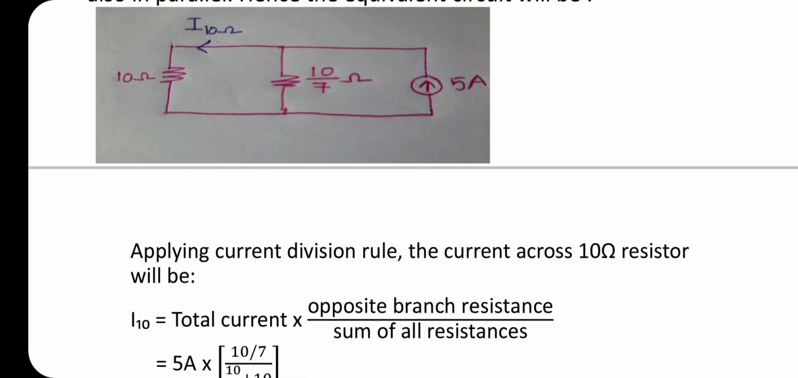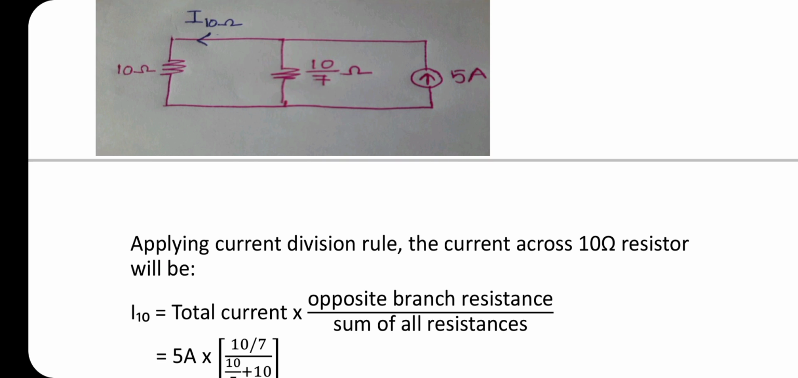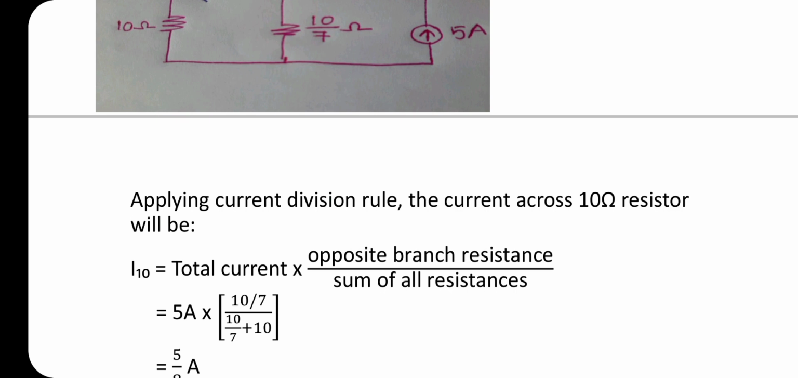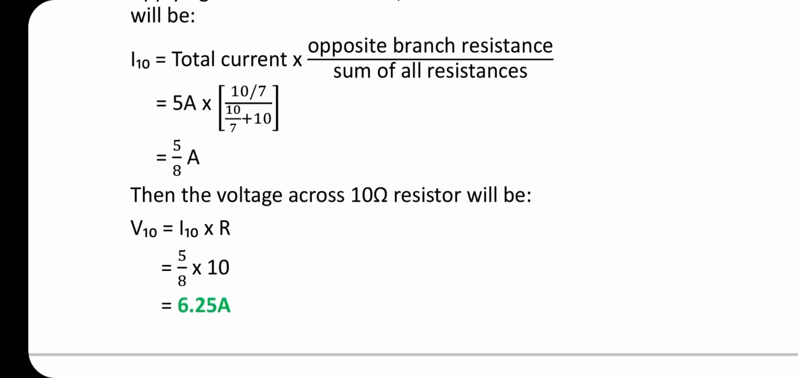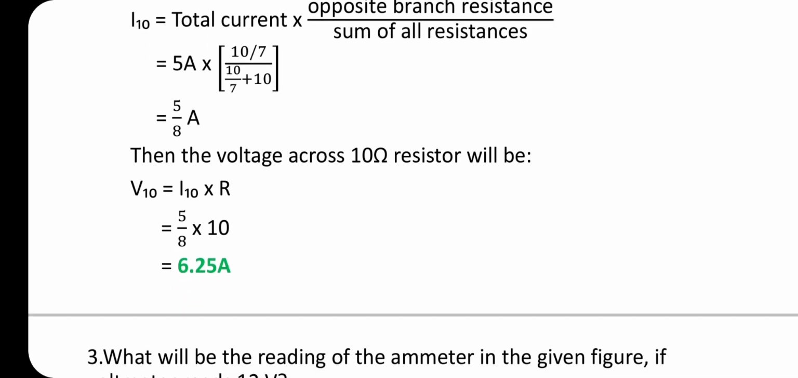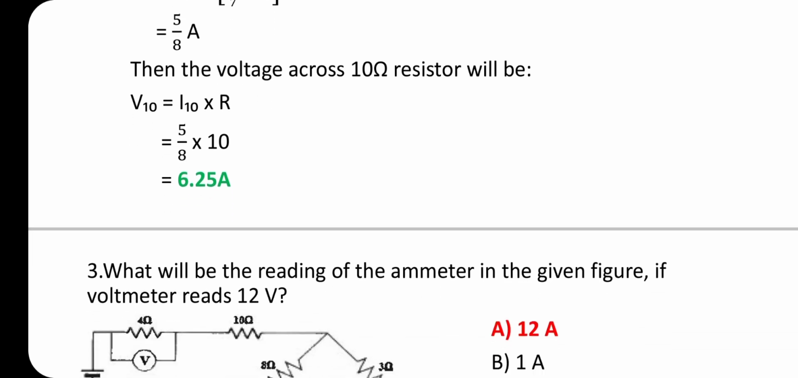Applying the current division rule, the current across the 10 ohm resistor will be total current into opposite branch resistance divided by the sum of all resistance. Here total current equals 5 ampere, the opposite branch resistance is 10 by 7, and the total resistance is 10 by 7 plus 10. After solving, we get current equal to 5 by 8 ampere. Then the voltage across the 10 ohm resistor is 5 by 8 into 10, which is 6.25 volt.